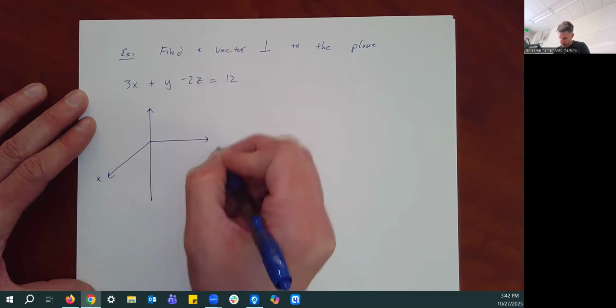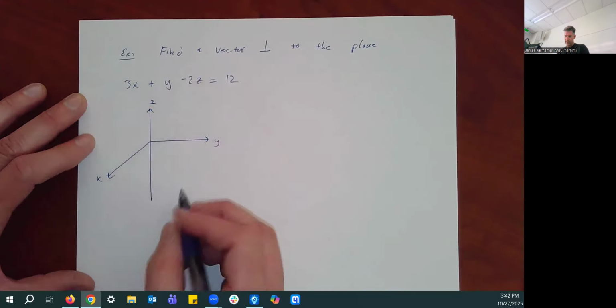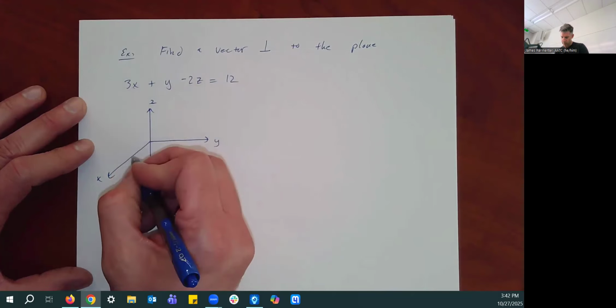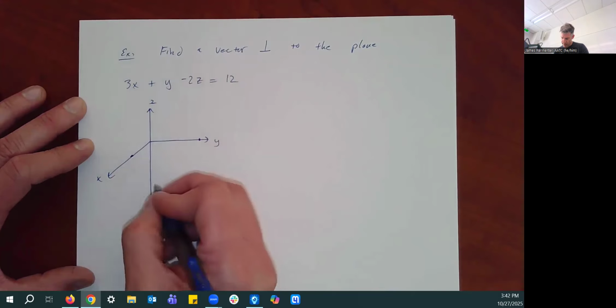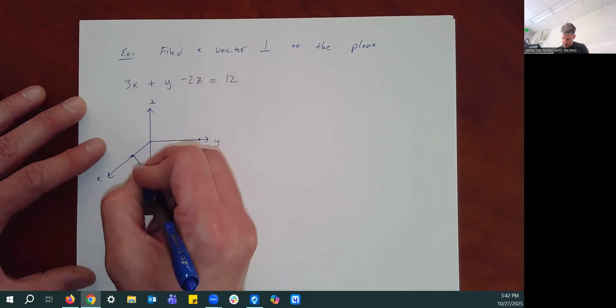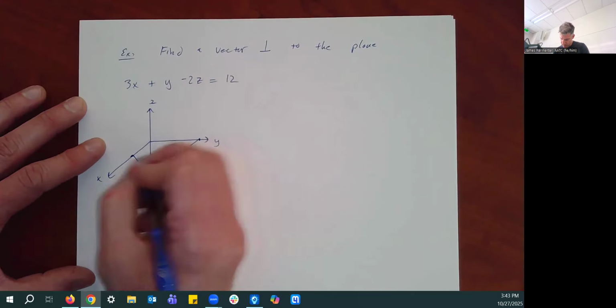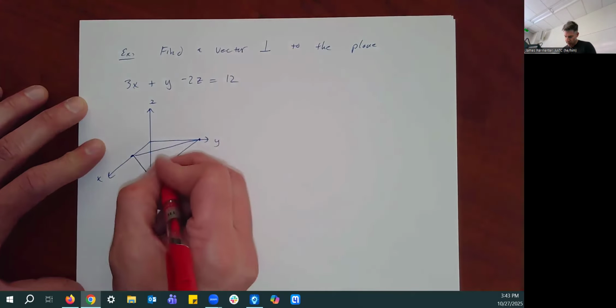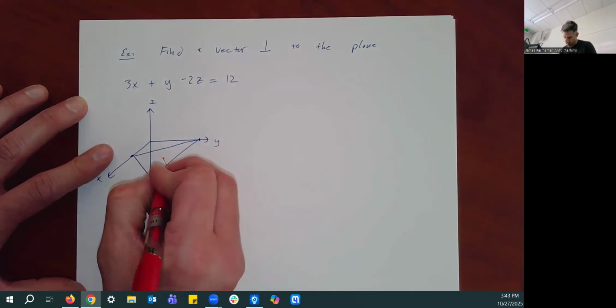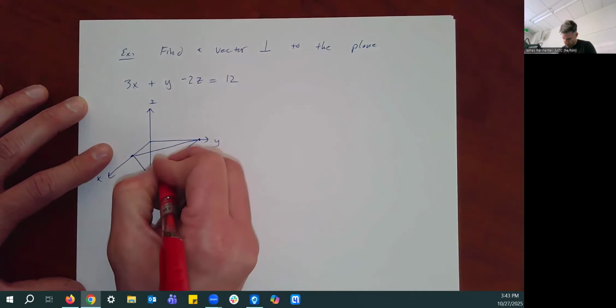So here's my x, my y, my z. Let's see, my x-intercept would be 4. My y-intercept would be 12. My z-intercept would be -6. So the plane looks kind of like this. And I'm trying to find a vector that's essentially pointing out and down that is perpendicular to my plane.